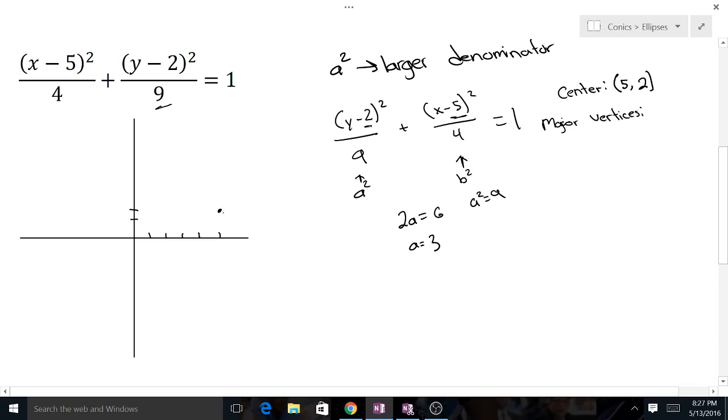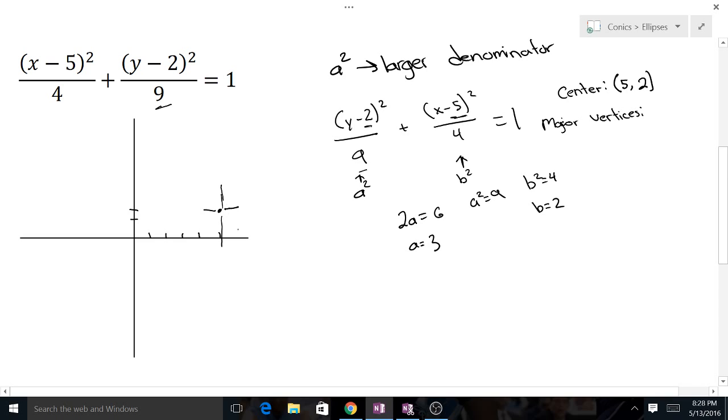So then we know the full axis, which means this way and this way, is going to be 6. So we're going to go up 3 and down 3. We're going to go up the value of a and down the value of a. And we know we're going up and down here because it's under the y term. And then b squared equals 4, so b equals 2. And that's under the x term, so we're going to go to the right 2 and then to the left 2.